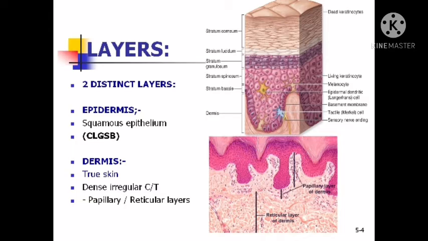Then the dermis. The dermis is composed of connective tissue, and it has 2 layers. The outer layer in intimate contact with the epidermis is called the papillary layer, and next to the papillary layer is the reticular layer.